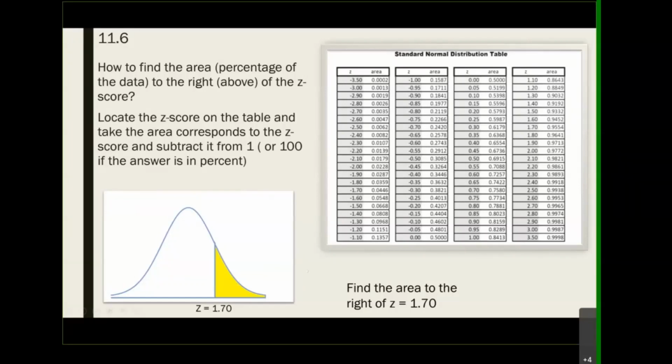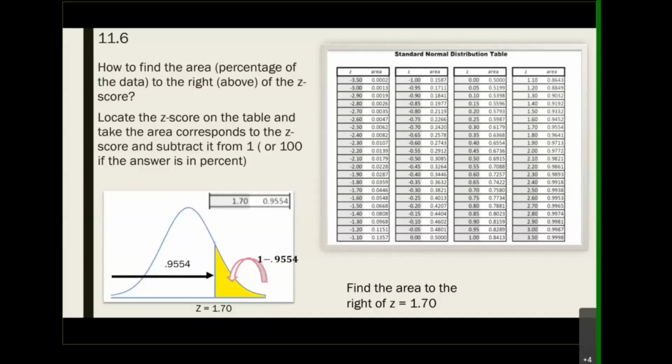We still go and identify the z-score. The z-score 1.7 corresponds to the area 0.9554, right? But what does this 0.9554 mean? It is the item to the left, the white shaded region. But is that the region we're looking for? No. We're looking for the yellow region. So how do we find this item here?